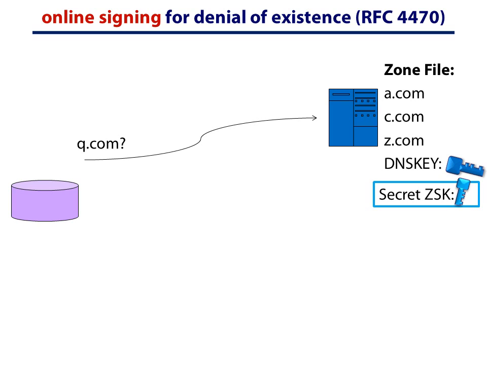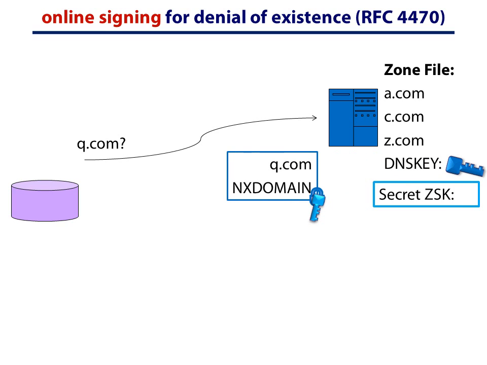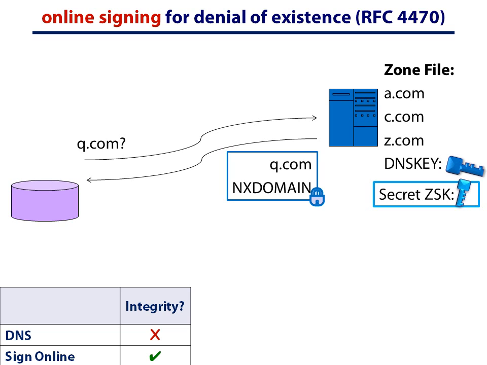We're going to give him the secret zone signing key that corresponds to this public verification key. What he's going to do is take the zone signing key and sign a response that says q.com NXDOMAIN. This name does not exist. And that's going to be sent back to the resolver, who will then be able to use the DNS key here that it has to verify the signature on this message and know that q.com doesn't exist. Okay, so that's roughly the online signing solution, oversimplified, in RFC 4470. So this solution provides integrity.